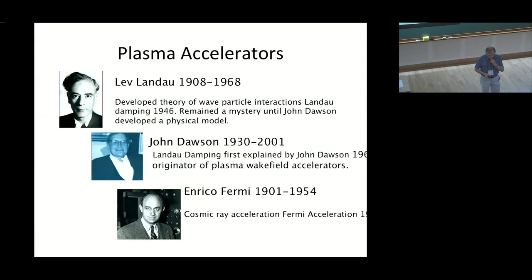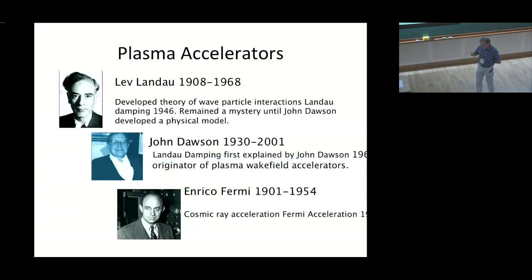So I can't go too far talking about acceleration without mentioning these three gentlemen here. One is Landau, of course. Landau produced his famous paper, Landau damping, 1946. It was rather interesting that the paper didn't really catch on until after John Dawson explained the physical meaning of Landau damping. I guess Landau was probably too bored to go in and explain what Landau damping really meant. He left it as an exercise for the scientists to figure that out.